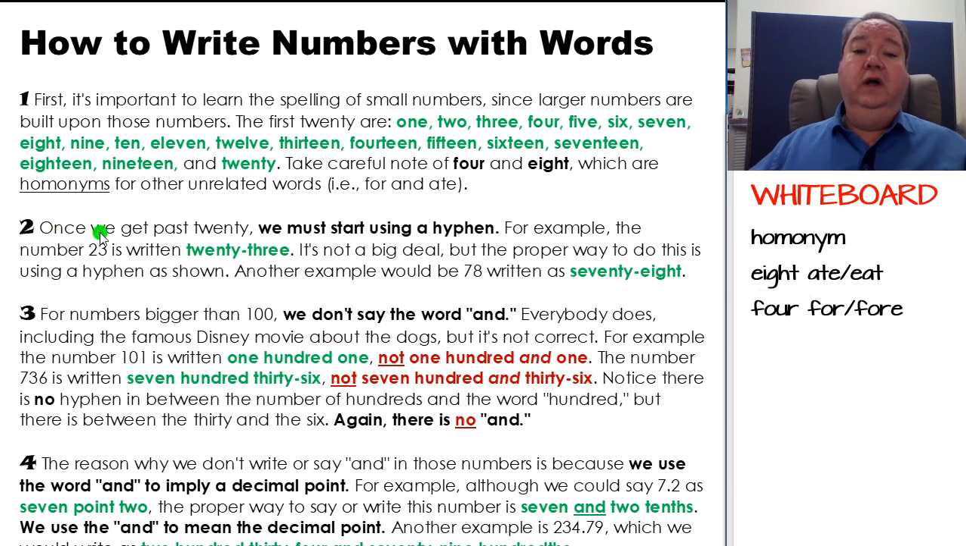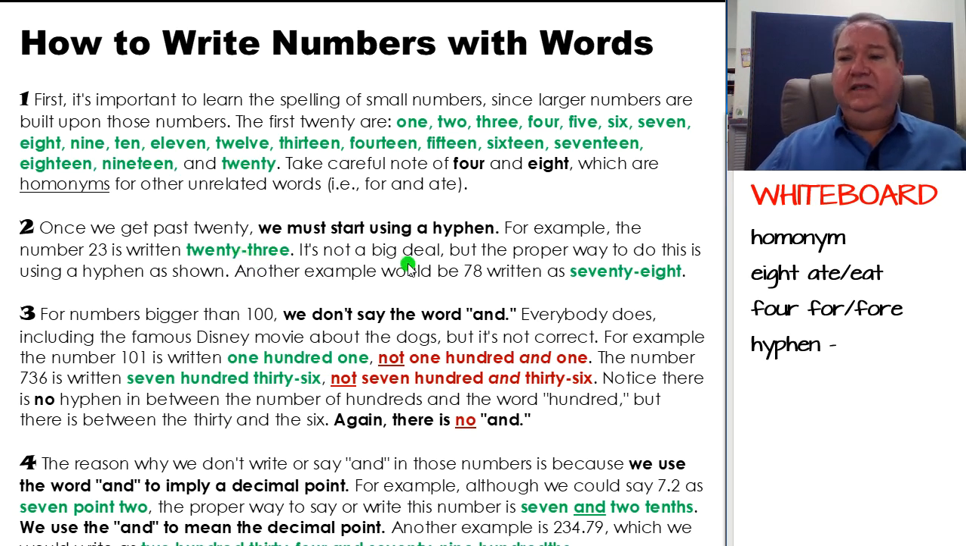Number 2, once we get past 20, we must start using a hyphen. A hyphen is a dash. Okay? Sometimes we'll say hyphen, sometimes we use the word dash. It's basically the same thing. For example, the number 23 is written twenty-three. Okay, dash or hyphen. Notice there's no space before or after the hyphen. It's twenty-three.